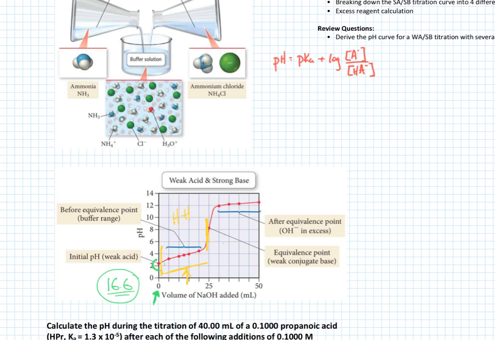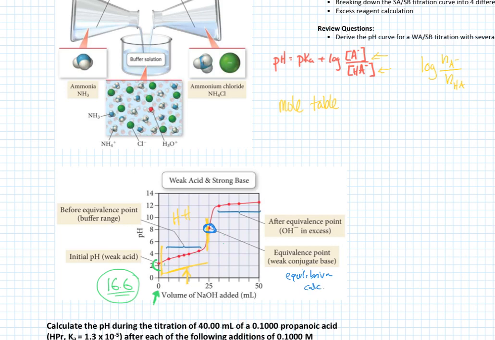And we're going to use a mole table to find out how much HA and how much A minus we have after the chemical reaction is over. And we're going to plug them into the Henderson-Hasselbalch equation, except this log term is going to be log of number of moles of A minus divided by the number of moles of HA. Okay, that's going to be in this region 2 of the titration curve. Region 3 of the titration curve is going to be at the equivalence point. And at the equivalence point, we're going to have to do another equilibrium calculation.